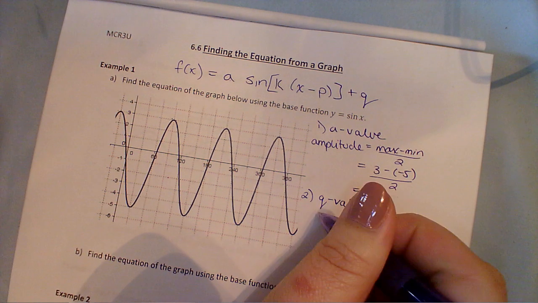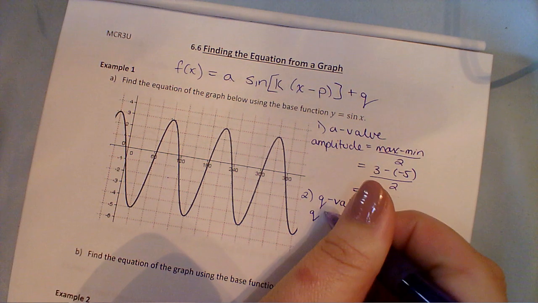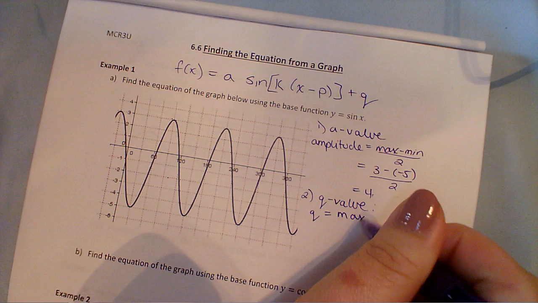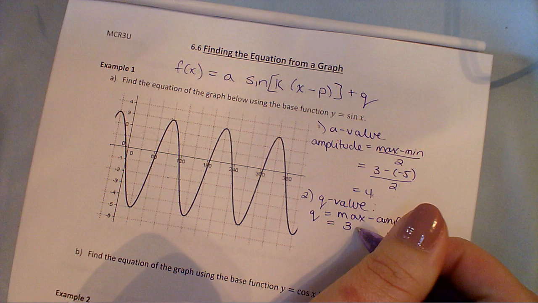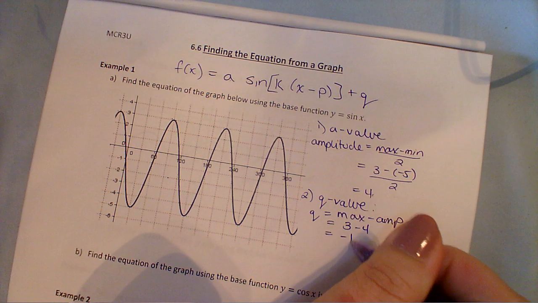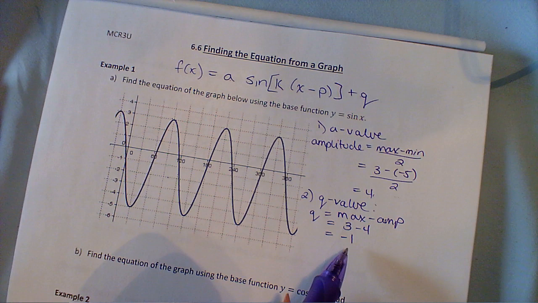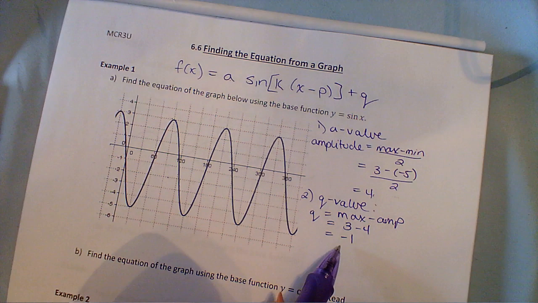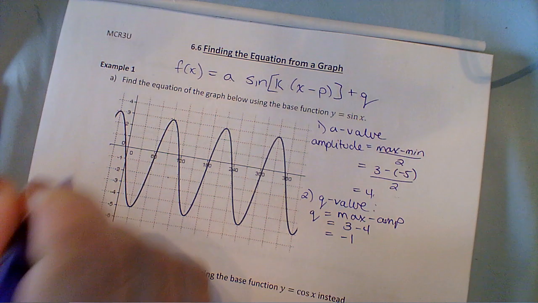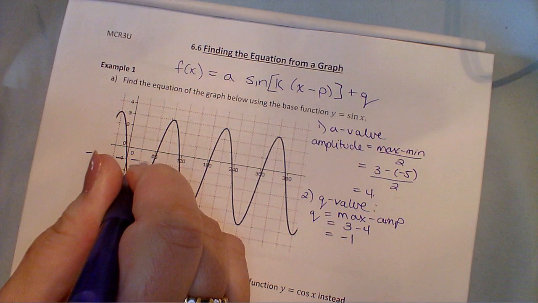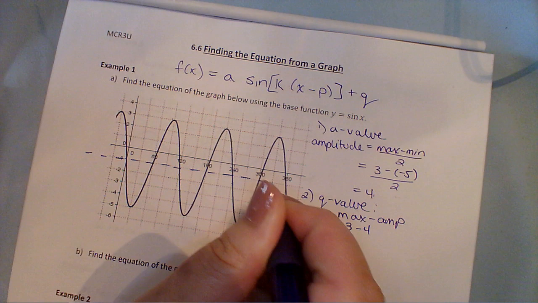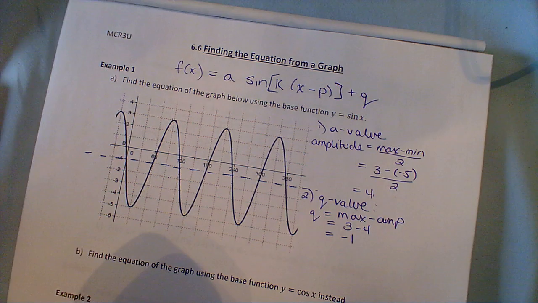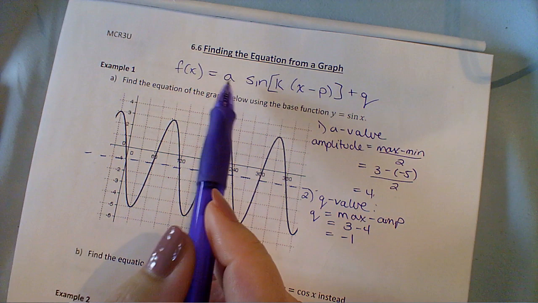So if we want to get our Q value, we just have to go max minus amplitude, and that'll take us to the middle. So the max is 3, and we're minusing our amplitude of 4. So that means my midline, everything's been shifted down. The equation of my axis is y equals -1. I suggest as soon as you find it, you draw a dotted line across, and that indicates the middle of the graph vertically. So we found A and we found Q pretty easily.